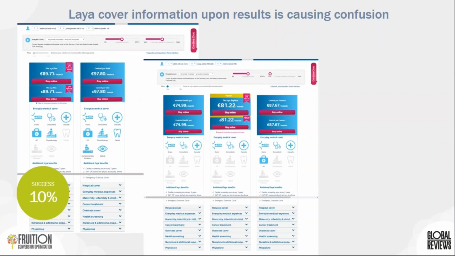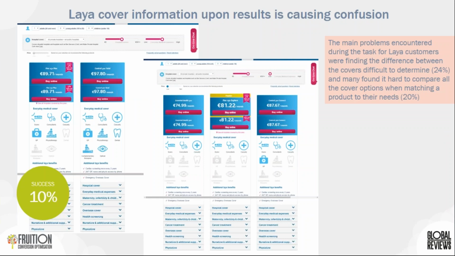If we look at Laya, the cover information on the results is causing confusion. The main problems encountered here were that the differences between the covers were difficult to determine. So even though we would definitely advocate the use of comparison tables, there's obviously still some confusion in how they're displayed for consumers, with 24% finding the difference between the covers difficult to determine, and many found it hard to compare all the cover options when matching a product to their needs. And we saw previously that navigation was a big one here for Laya also, and there was just a 10% success rate in that task. So a few things going on there.